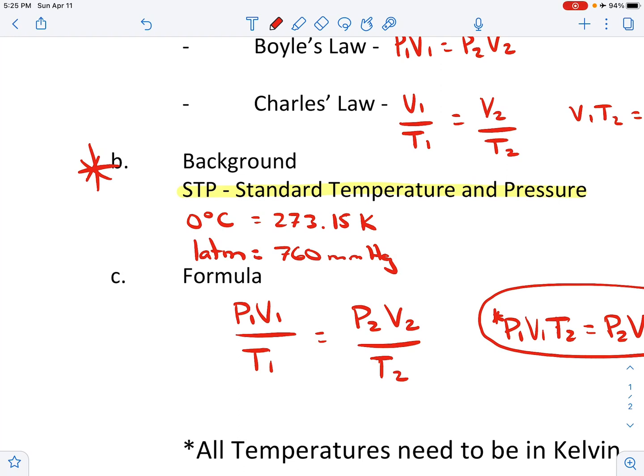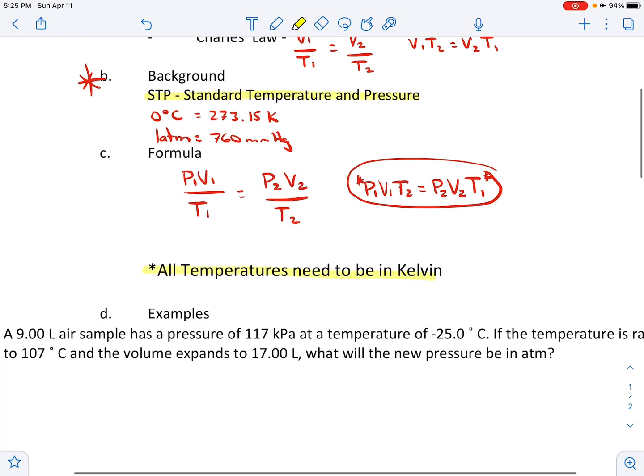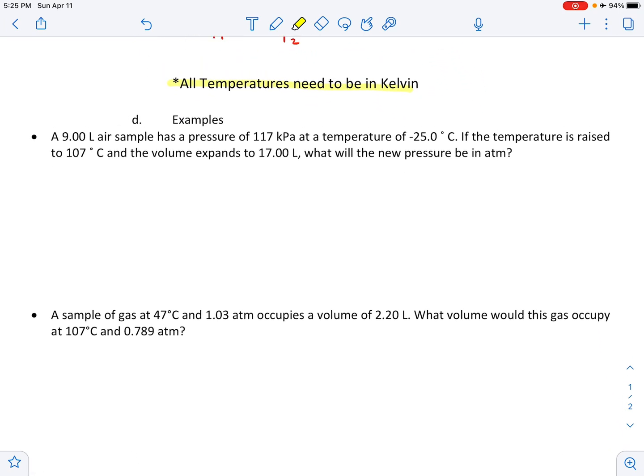All right, so let's go ahead. Still our temperatures need to be in Kelvin. That has not changed. Let's look at an example. We have a 9-liter air sample. Well, hello, that's a volume. And we have a pressure, that's P1, and there's our first temperature, T1. If the temperature is raised to 107, so that's T2, and the volume expands to V2, what's our new pressure? A little tricky, what's our new pressure in atmospheres? We've got a little extra work to do, but we'll get there.